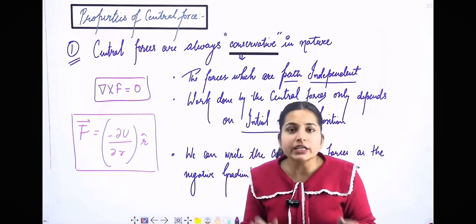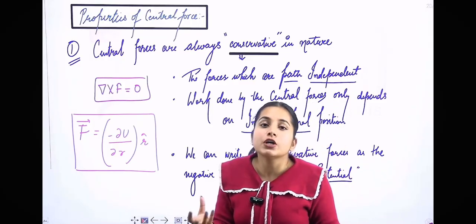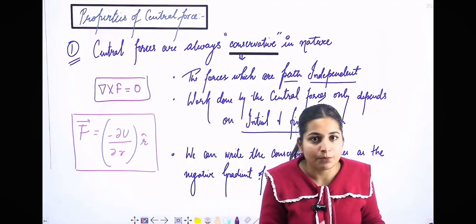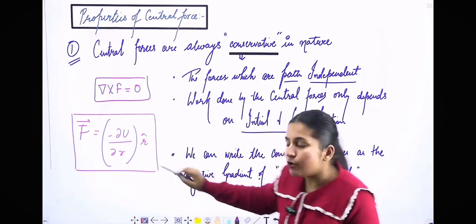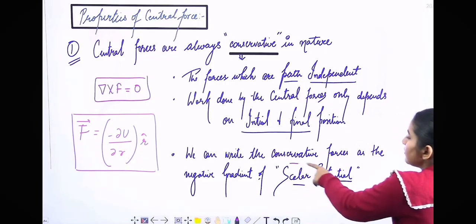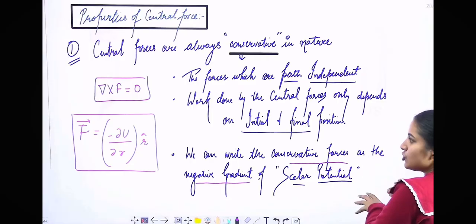And the conservative forces can be written as the negative gradient of their corresponding scalar potential. That is, we can write the conservative force as the negative gradient of the scalar potential.